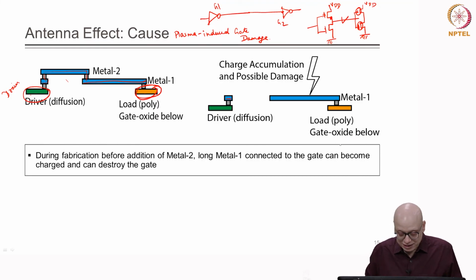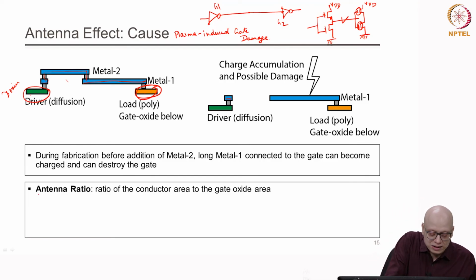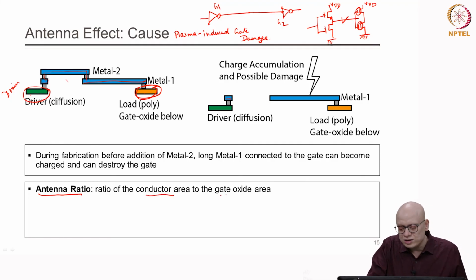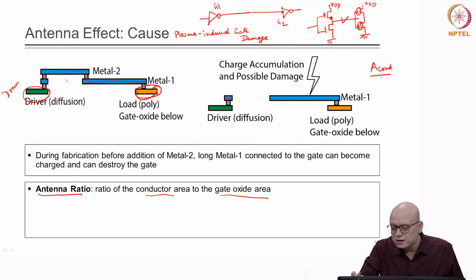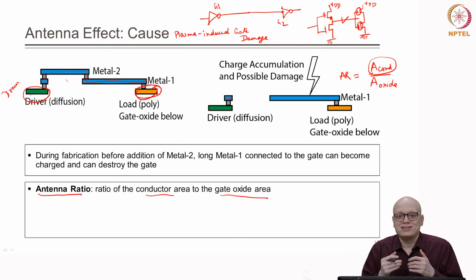can be restricted. So, to understand the probability of getting damage, we define a quantity which is the antenna ratio. It is the ratio of the conductor area to the gate oxide area, so A conductor divided by A oxide. The antenna ratio basically defines that if the conductor area is larger, then the charge accumulated will be large, and therefore, the chance of damage is larger.